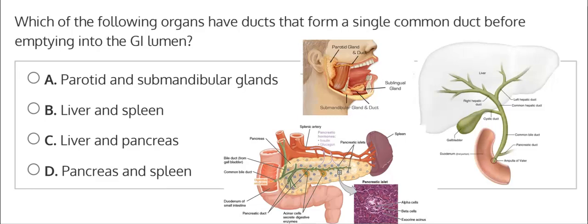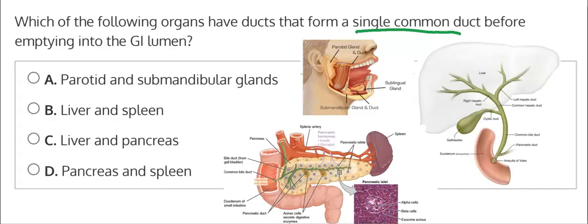Which of the following organs have ducts that form a single common duct before emptying into the GI lumen? Meaning that there's a duct or an opening that are part of the organs that are within these choices. Maybe, maybe not. We'll look at the choices and see if that's true.